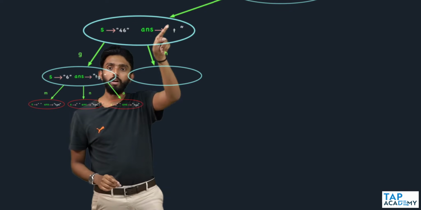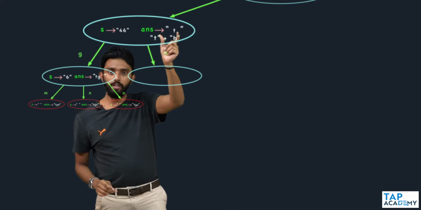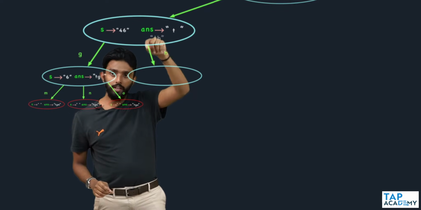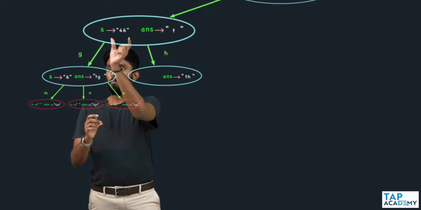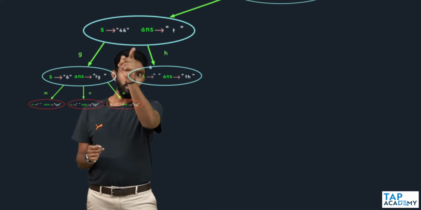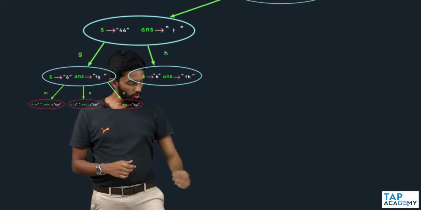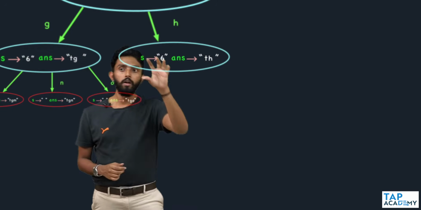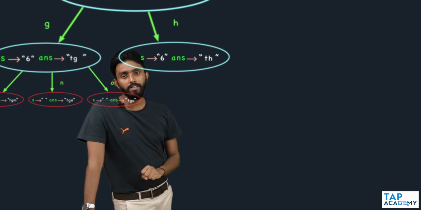All you have to do is concatenate it to the answer. So the answer was T here. T plus H will become TH. Send that. Break your string. 4 will go. Only 6 I will send. So now see here, 6 and the answer is TH.